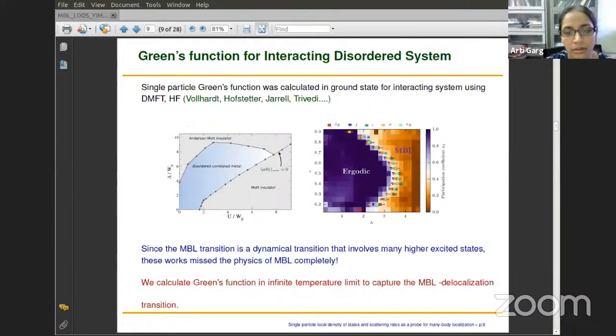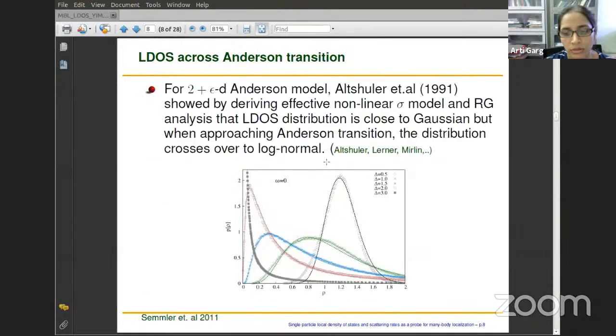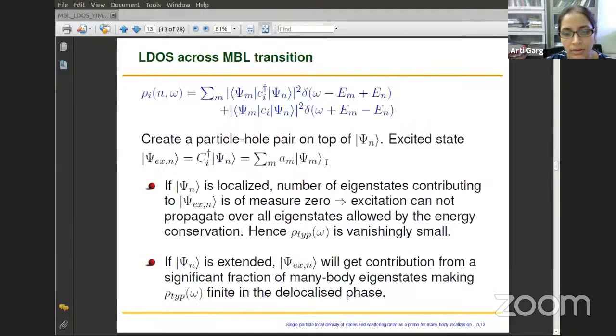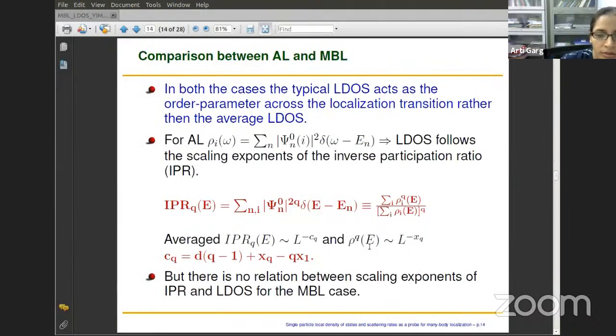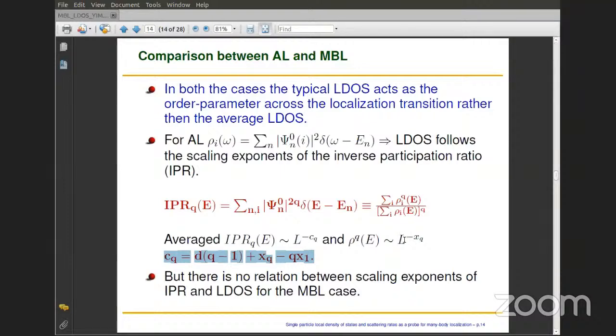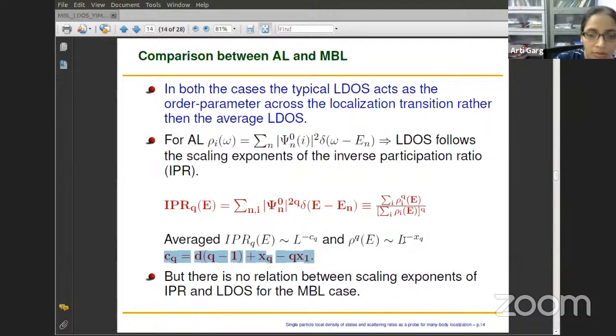In the single particle case, let me go to that slide. In the case of single particle localization, the IPR is basically related to the local density of states, and that's why the scaling exponents are also related. So it is not surprising that the local density of states acts as an order parameter. But we don't have any such simple relation when we introduce interactions in the system. But still, local density of states acts as an order parameter there. Is that what you were asking?